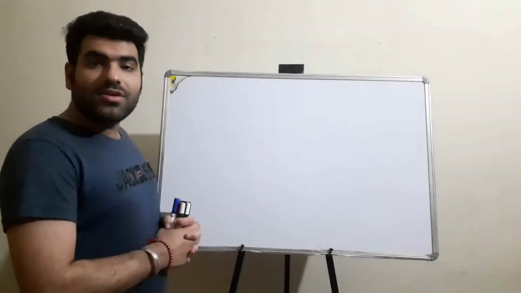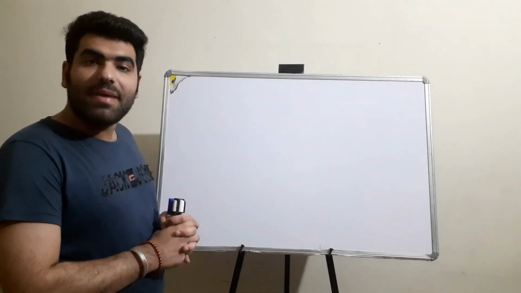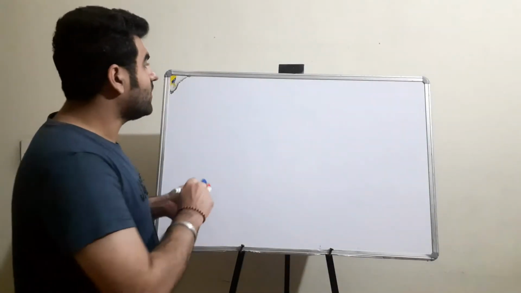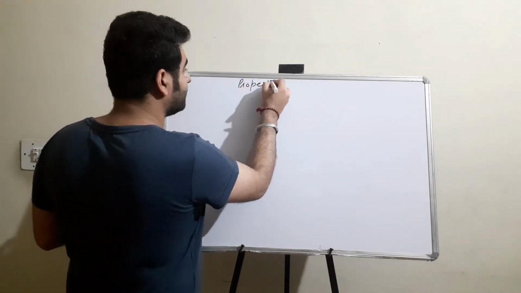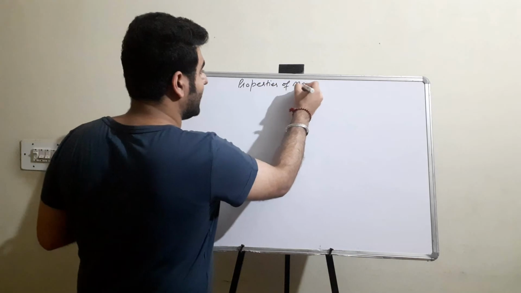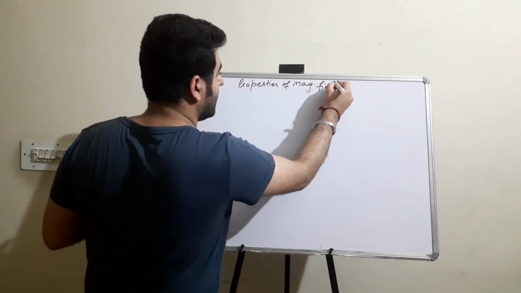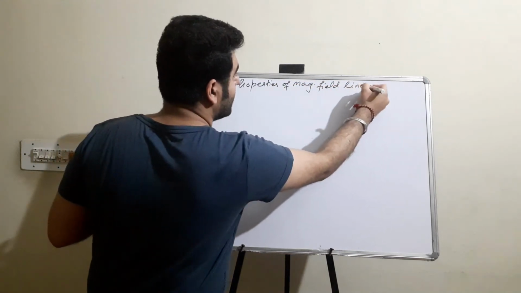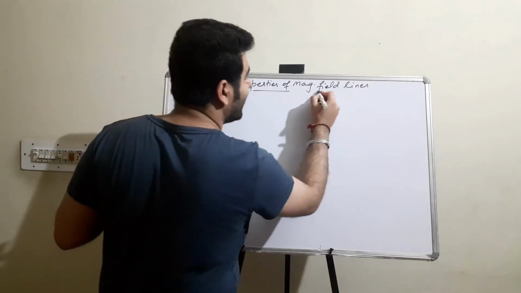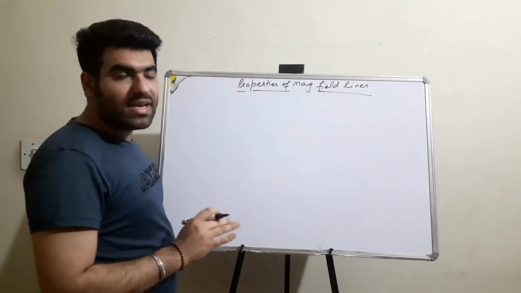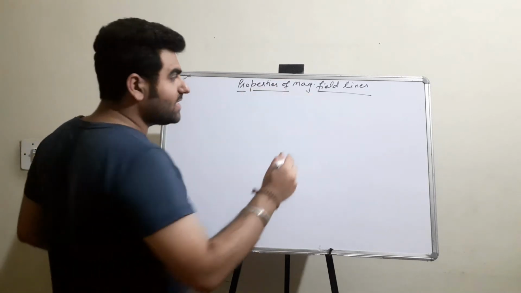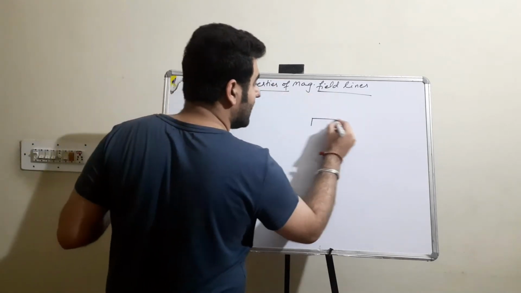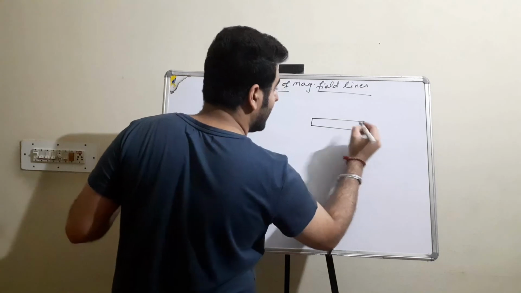So we are now going to discuss the properties of the magnetic field lines. Here we are starting with the properties of magnetic field lines. Till the previous video we have discussed the magnetic field as well as the magnetic field lines. Now before understanding the properties, let us make the magnetic field lines around the magnet and then we'll discuss the properties.